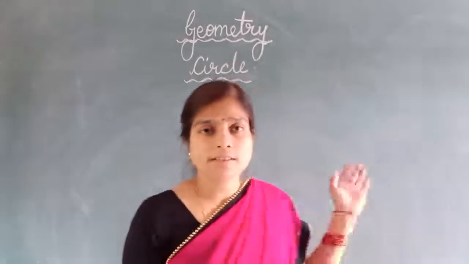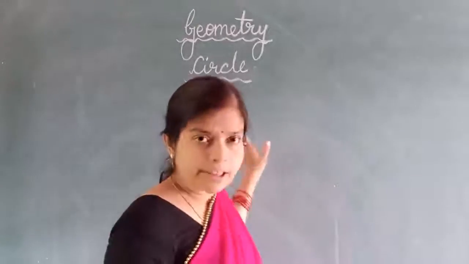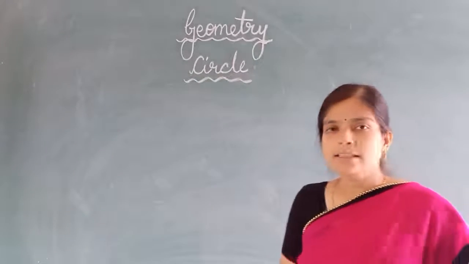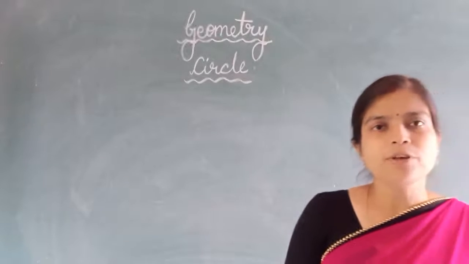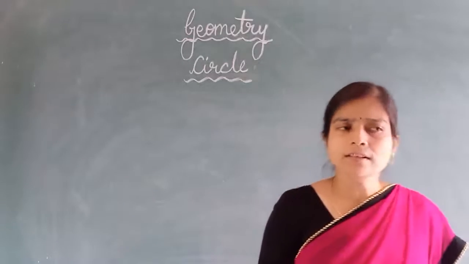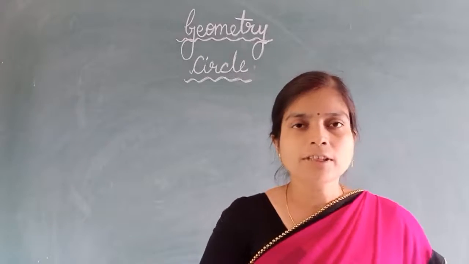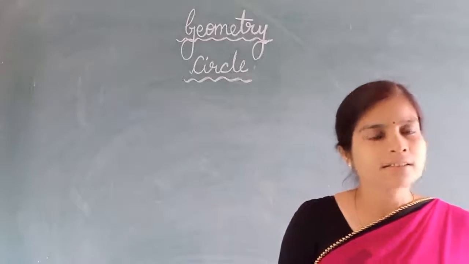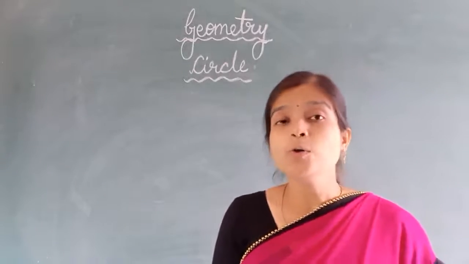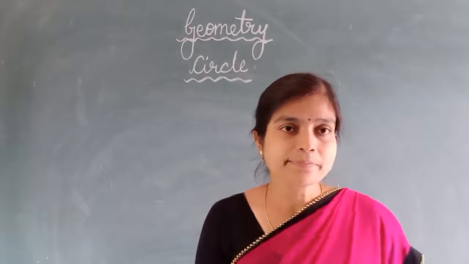We know what is a circle. A circle is a simple figure whose all points are at equal distance from a fixed point, that is known as the center. And we can draw the circle by using any circular object. The outline of the circular object is a circle, okay? So today we will learn how to construct the circle with the help of a compass, okay?